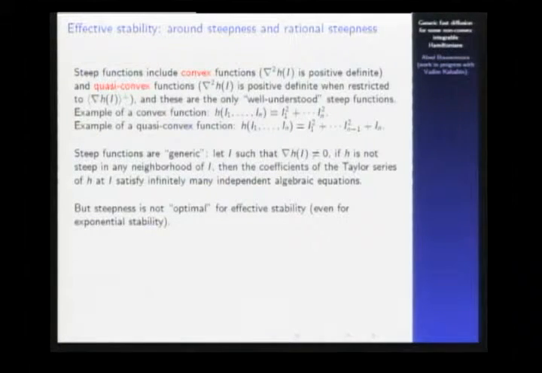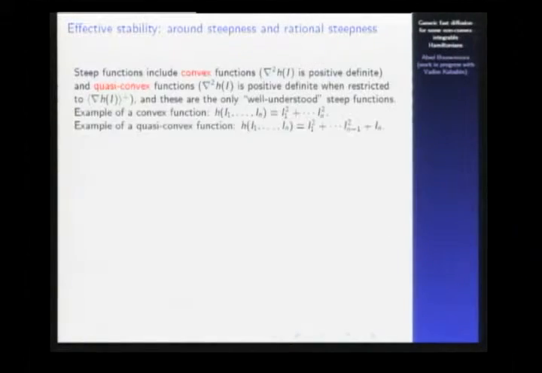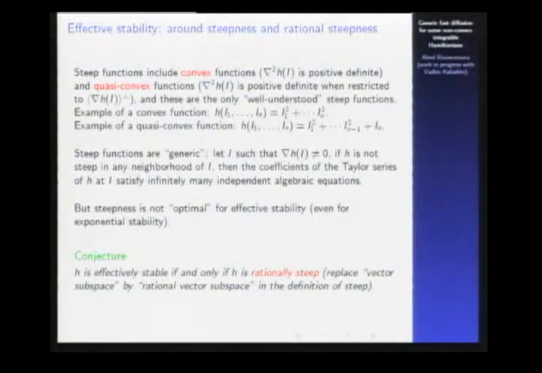Now, if I come back to the theorem that gives me this small variation for a long interval of time, this is effective stability, and I can say it's exponential stability because this is the dominant part. It's stable for an exponentially long interval of time. This condition of steepness is not optimal for effective stability, so you can ask much less of H and still have this type of result, including exponentially long intervals of stability. I made a conjecture some time ago that H is effectively stable if and only if F is rationally steep.